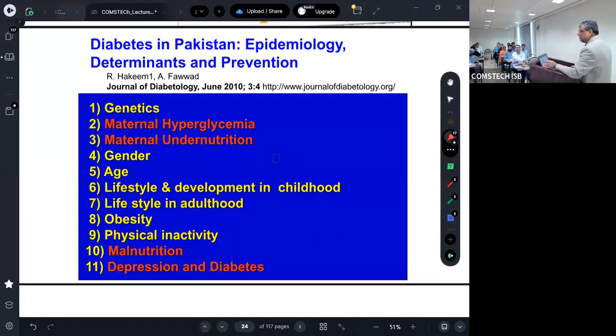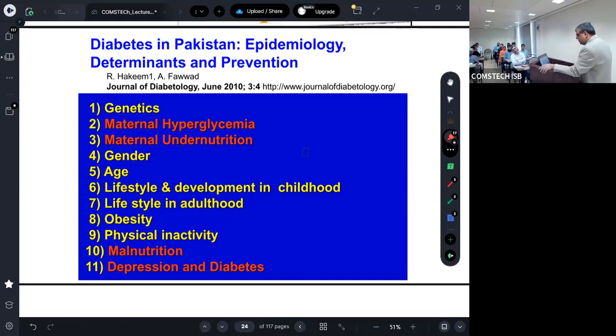So what is the reason? There are many reasons. Some are genetics, maternal hyperglycemia, and maternal undernutrition. This is important: type 2 diabetes can start from before birth, not only in the adult stage. If your mother is undernourished, your baby will be underweight. If underweight, the size of the pancreas is less. The pancreas is the factory of making insulin. If the factory is smaller, the production will be less. Very simple.